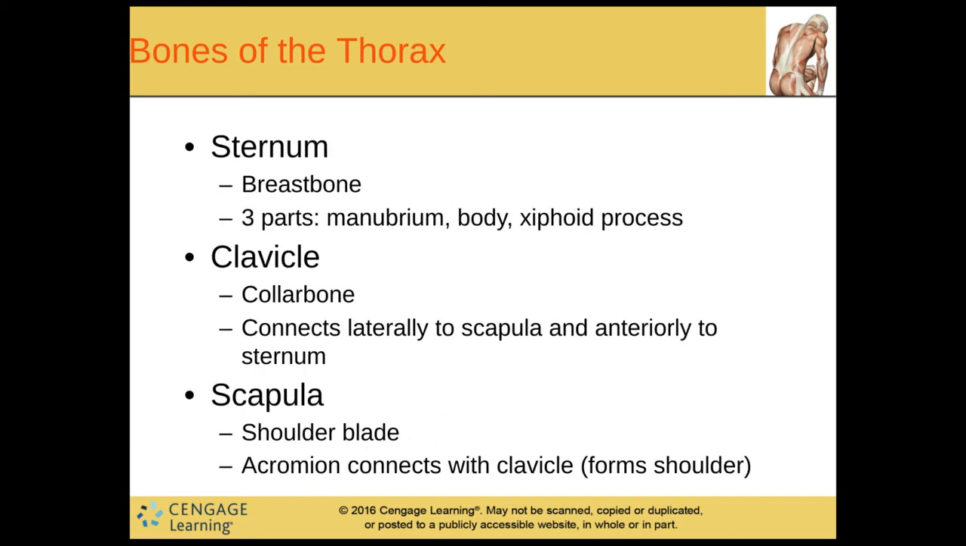Then we have our sternum, which is our breastbone. So there's 3 parts to that, but that's that big, massive bone right in the middle of your chest. And then you have your clavicle, which is your collarbone. So that connects laterally to your scapula and anteriorly to your sternum. So if we think about that term, right, it connects to the front of our sternum. Good. And your scapula is your shoulder blade. So this connects with the clavicle, which forms your shoulder.